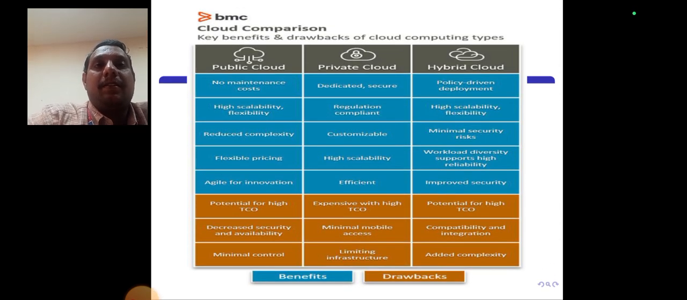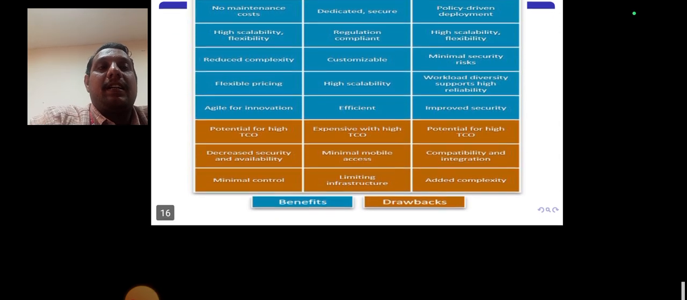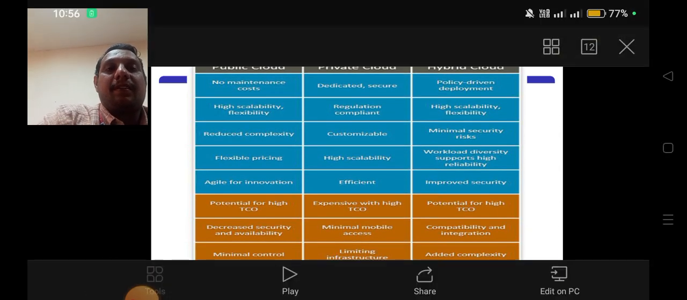For public cloud, the drawbacks are potential for high TCO, decreased security and availability, minimal control. For private cloud: expensive with high TCO, minimal mobile access, limiting infrastructure. For hybrid cloud: potential for high TCO, compatibility and integration, and added complexity.